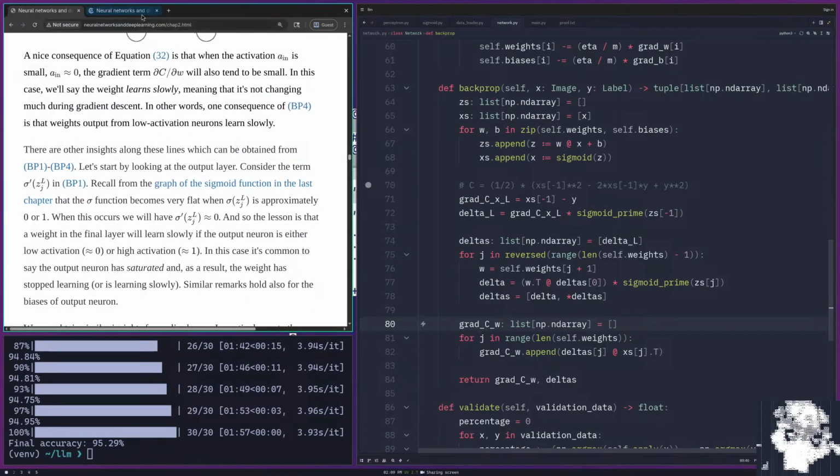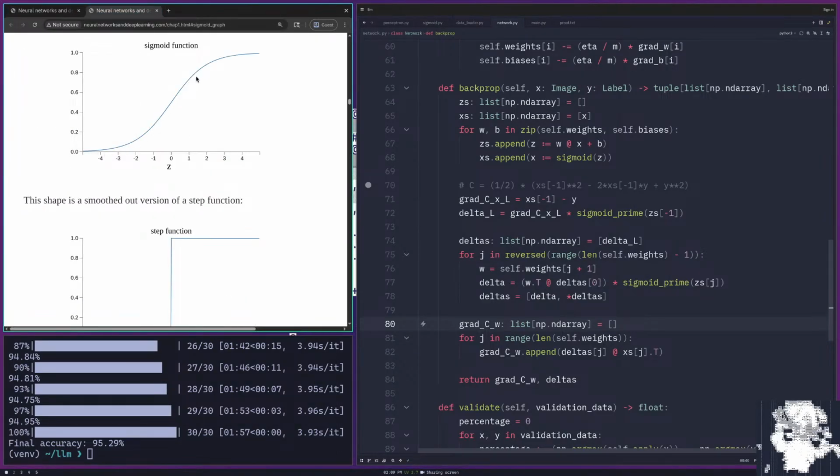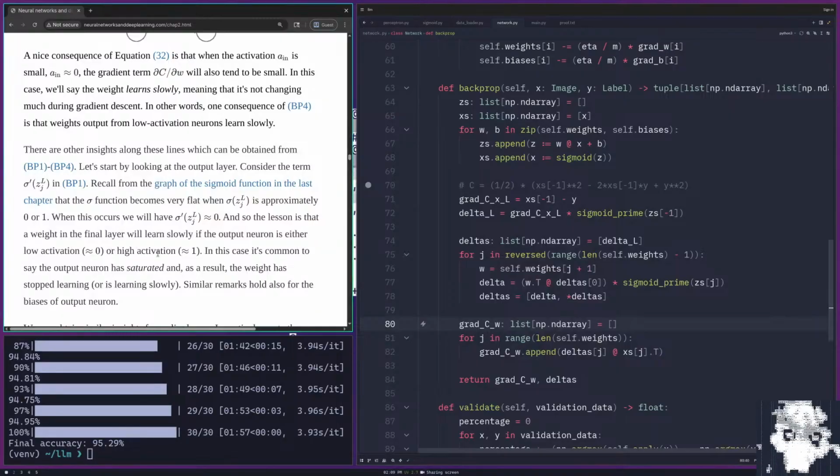Yeah, that makes sense. So this graph is this thing here. It's flat close to 0, and on the y-axis it's flat close to 1, which means its derivative is close to 0 around those points.